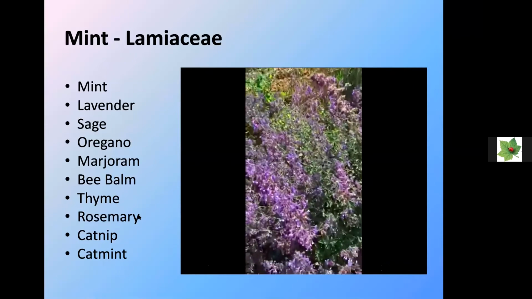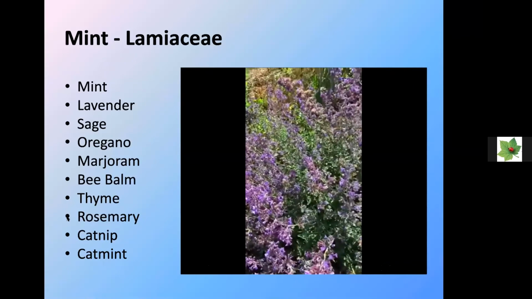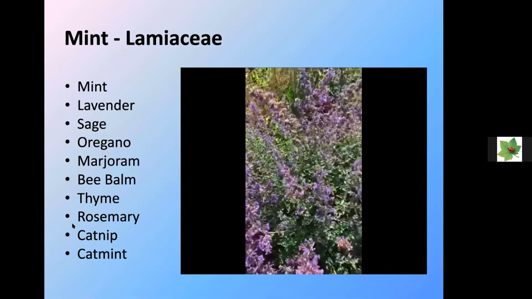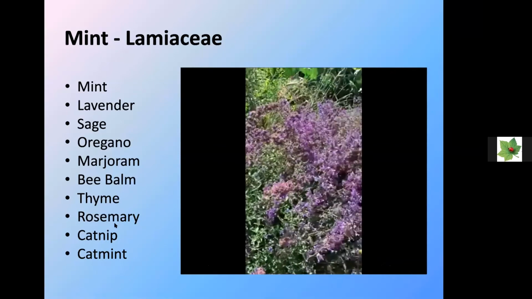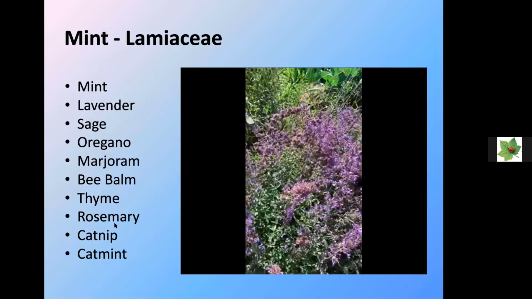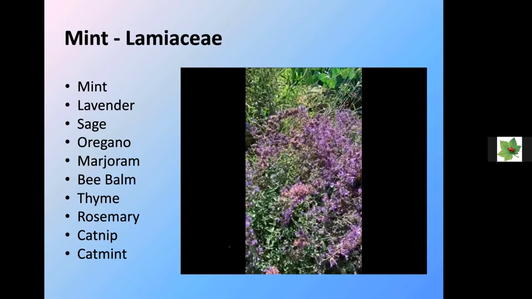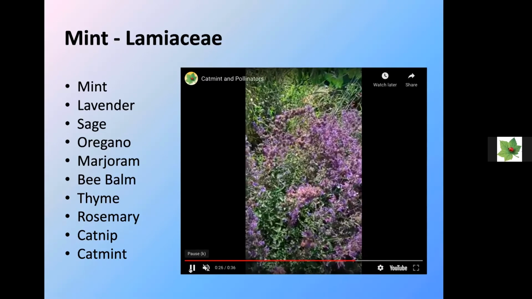Rosemary is really cool as a really early one. I have a hummingbird that has been coming up to my rosemary plant for the last couple of weeks now. So it's pretty fun to be able to have them on there. And as you can see, you get a whole bunch of different activity on these different types of plants.